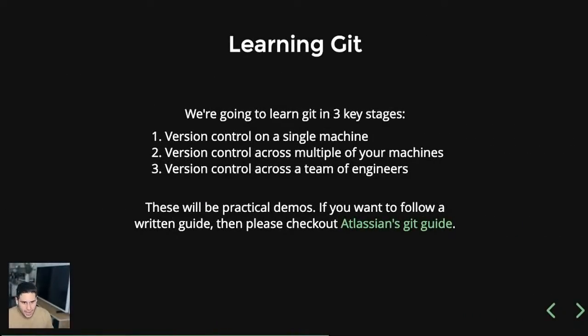So, okay, we need to learn Git. How are we going to do that? So at first, we're going to keep it really simple. We're going to make a simple project on a single machine, learn how to clone it, make changes, and push that. Learn how that works on multiple copies of a machine, and then learn how that works across multiple teams of people. Okay, so we're going to actually do a practical demo right now. But if you want a written guide, Atlassian's Git guide is probably quite good there.